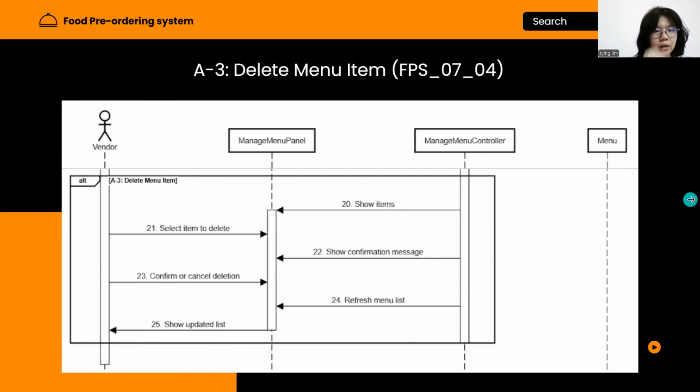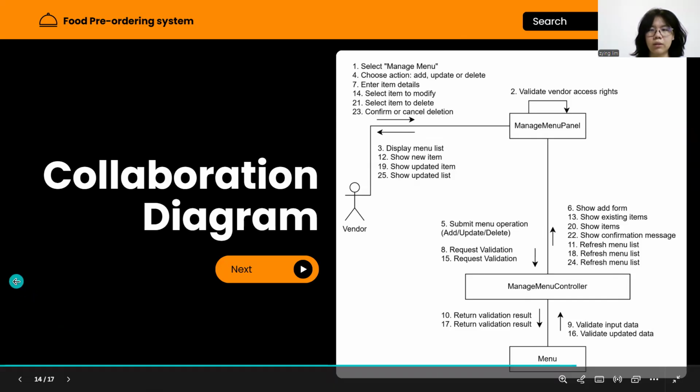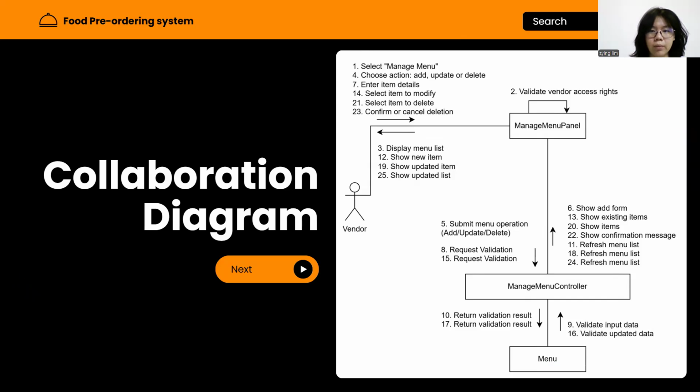Okay, next. Okay, now I will explain the collaboration diagram. So it starts with the vendor selecting the manage menu. This triggers the interaction between the interface and backend. The panel displays the menu list and provides forms for adding, updating, or deleting items.